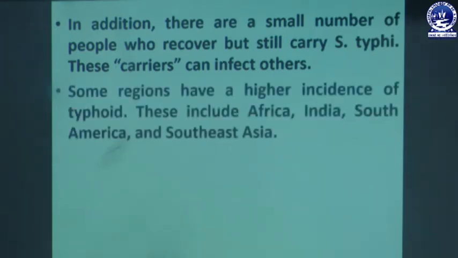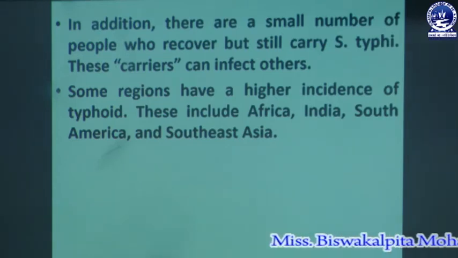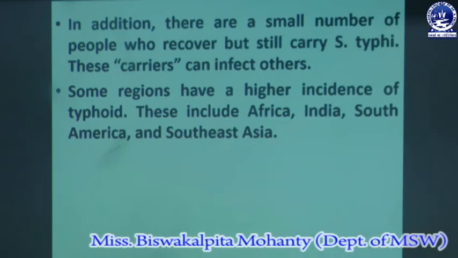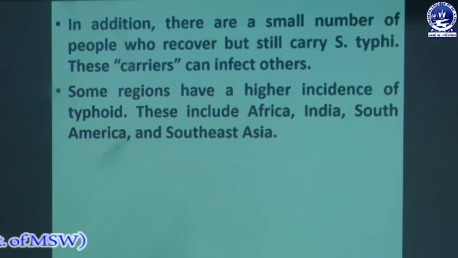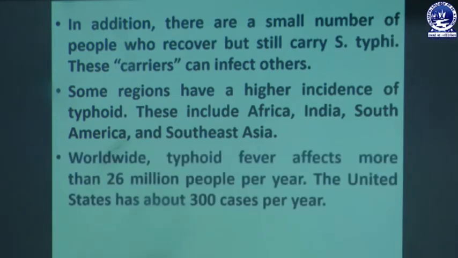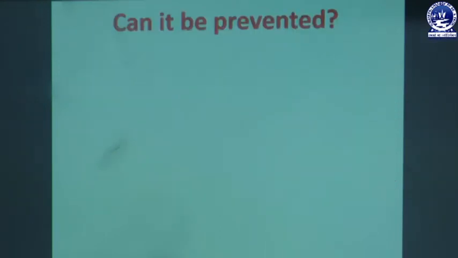Some regions have a higher incidence of typhoid. These include Africa, India, South America and Southeast Asia. In these regions, India is also included. Worldwide, typhoid fever affects more than 26 million people per year. The United States has about 300 cases per year. This is statistical data.